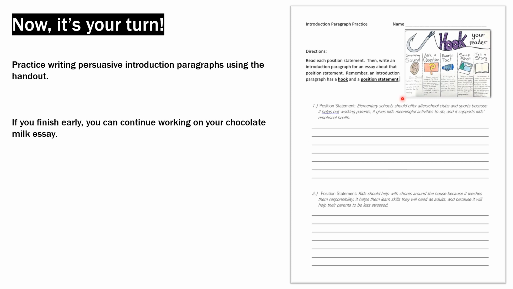Here is what your handout looks like. It's over here. Make sure you put your name at the top for me, and then here are the directions. It asks you to read each position statement, then write an introduction paragraph for an essay about that position statement. Remember, an introduction paragraph has a hook and a position statement.